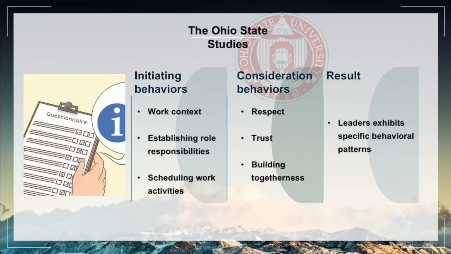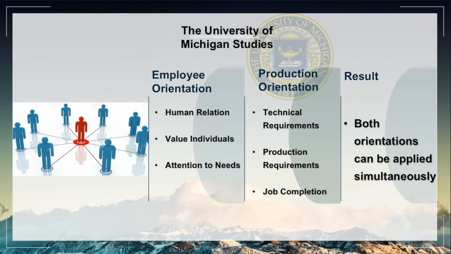The University of Michigan researchers emphasized how behaviors of leaders affected the performance of small groups. The two kinds of leadership behaviors identified in these studies are employee orientation and production orientation. While employee orientation deals with actions of leaders who approach their followers with strong human relations, production orientation refers to leadership techniques that place emphasis on the jobs' technical and production requirements.